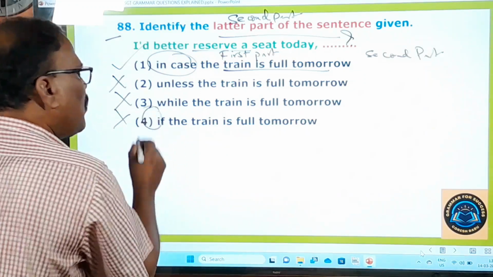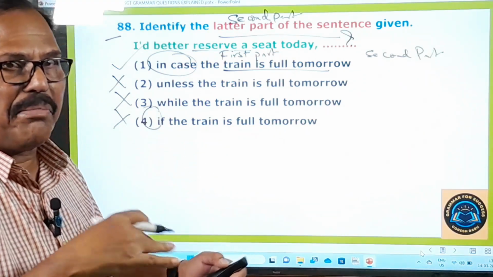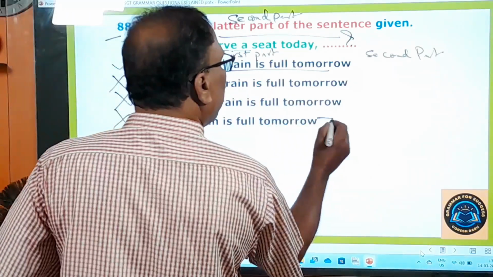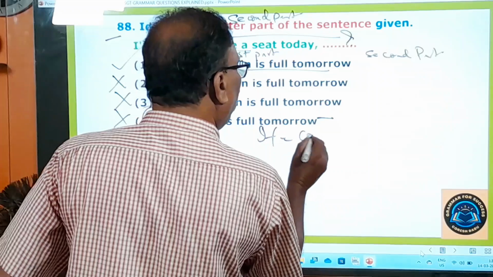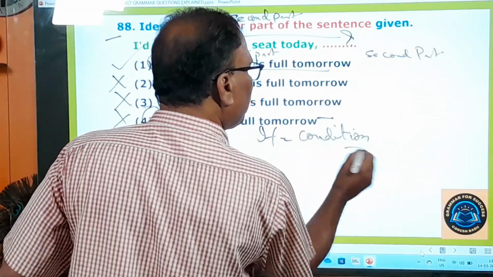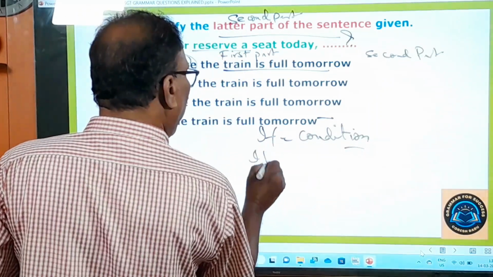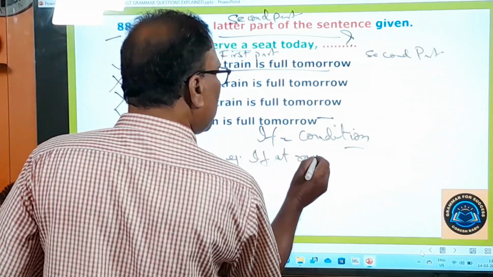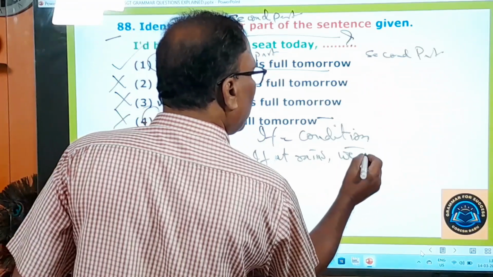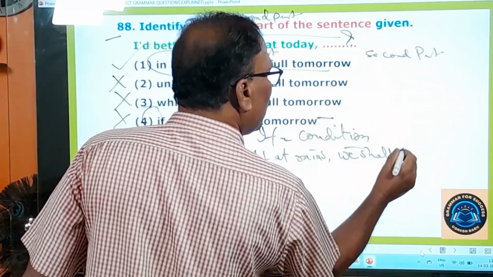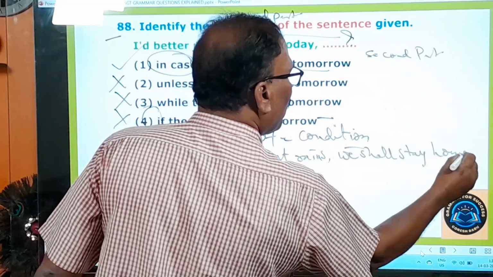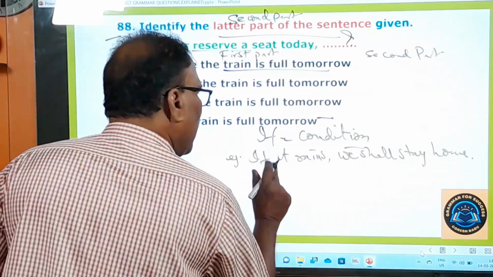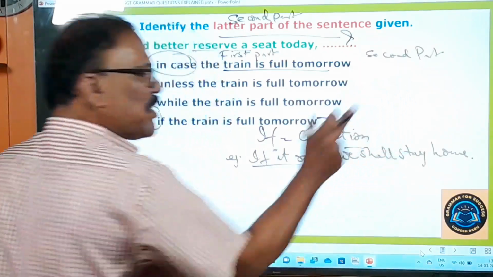In case and if are similar in meaning, but their usage is slightly different. This if indicates only a condition. Yes, if it rains, condition. See, I'll give you an example here. If it rains, we shall stay home. We shall stay indoors. It's a condition. If this condition is fulfilled, this will take place.